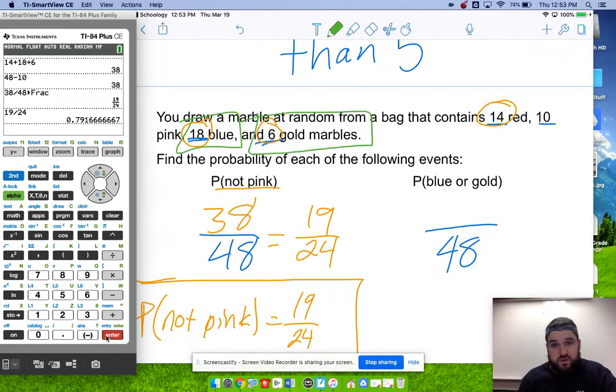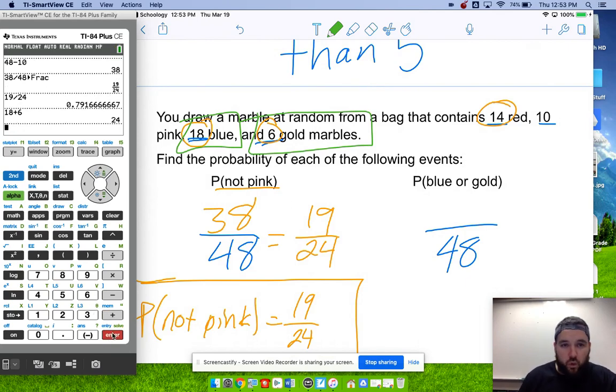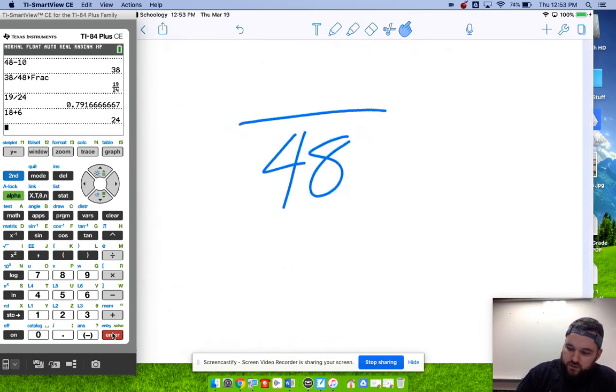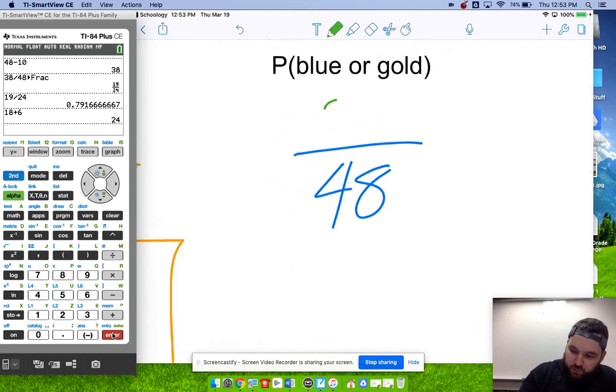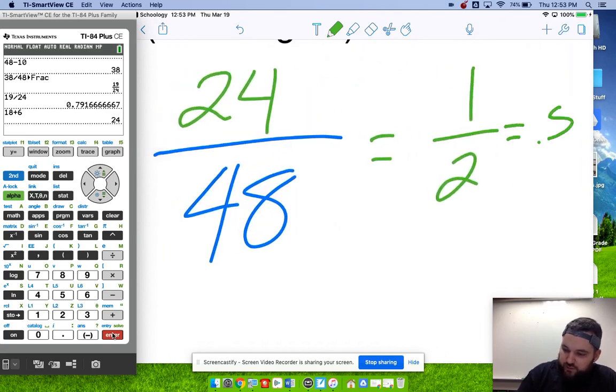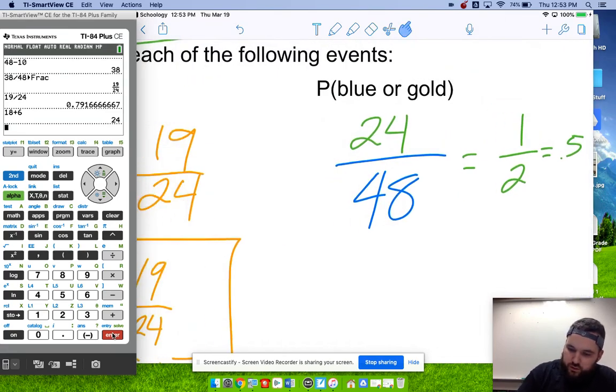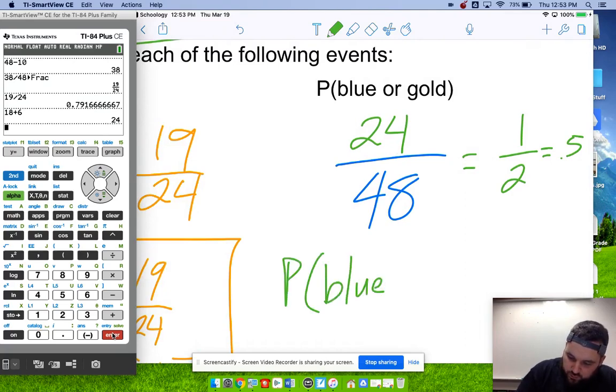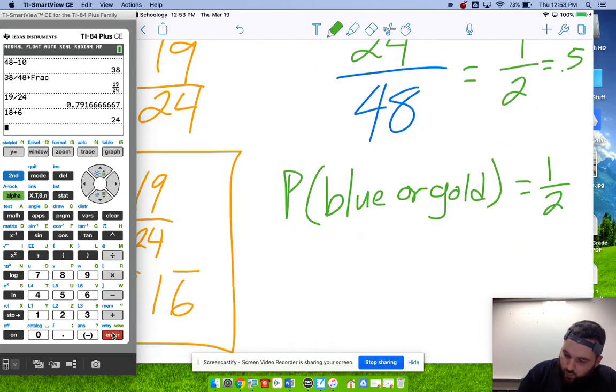So what am I going to do with those numbers? I'm just going to add them up. 18 plus 6 is 24. So 24 out of 48 is my probability. That will reduce to 1/2, which we know is 0.5. So the probability that a single marble is blue or gold is equal to 1/2 or 0.5.